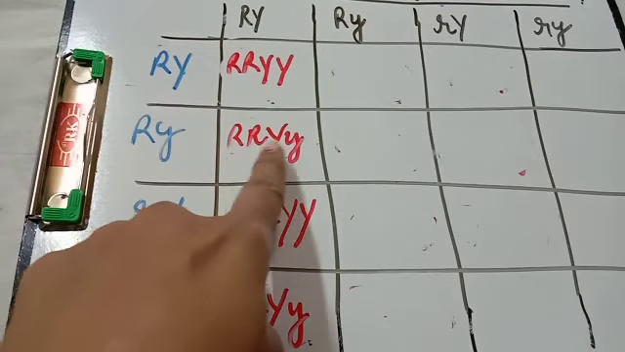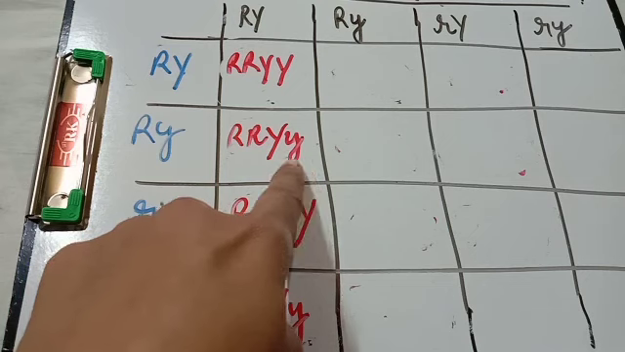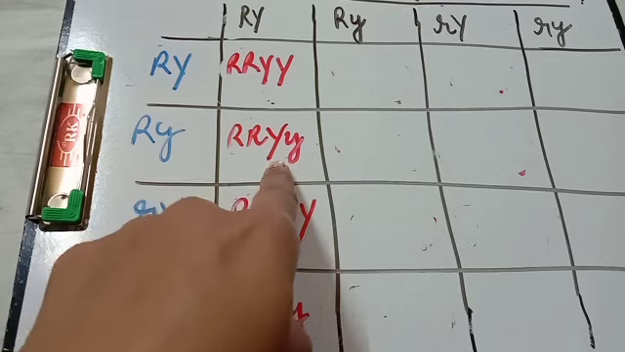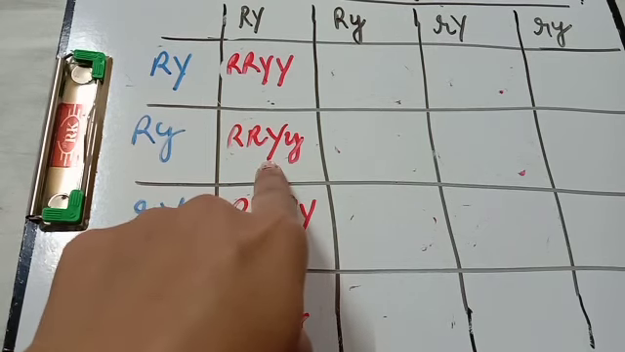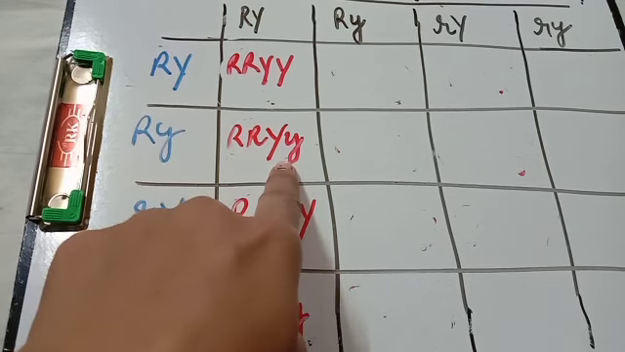From here I will be getting round, but from here what will I be getting? Yellow. Why? Because though both traits are there, what result will we get? The dominant trait result. This one is yellow, this one is green. This one is recessive, this one is dominant. So here also I will be getting round and yellow.